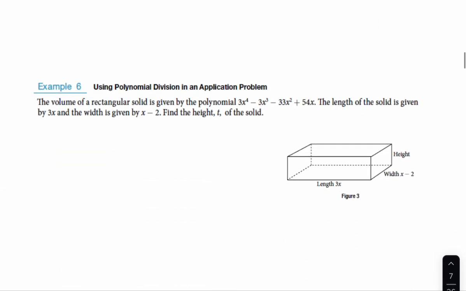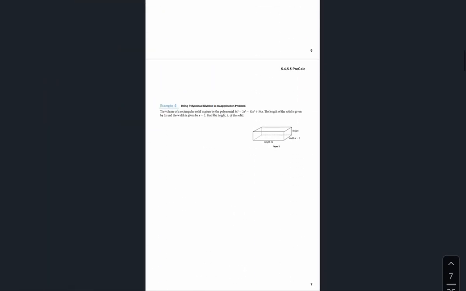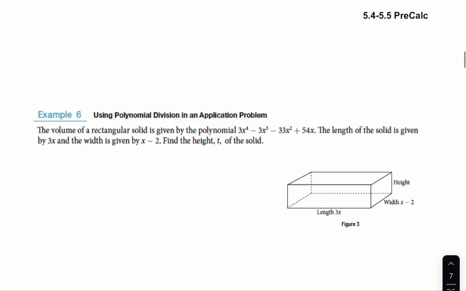Okay, let's do one more example. It says the volume of a rectangular solid is given by the polynomial 3x to the fourth minus 3x cubed minus 33x squared plus 54x. That's just representing your length times width times height. The length of the solid is given by 3x, and the width is given by x minus 2. Find the height.